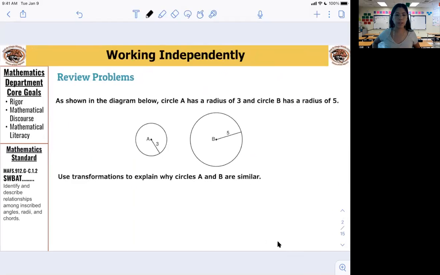All right, so starting with similarity. As shown in the diagram below, circle A has a radius of 3 and circle B has a radius of 5. Use transformations to explain why circles A and B are similar. So in other words, what transformations can you use to go from A to B? If this is our pre-image and this is our image. All right, so a dilation and a translation, good.